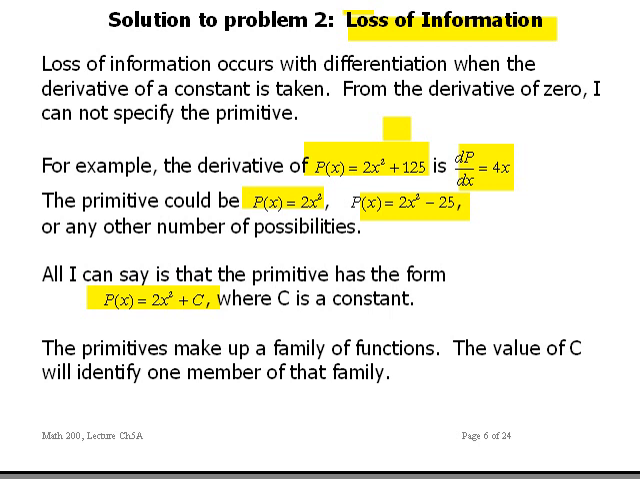We've had families of functions before too, like with orthogonal trajectories, or looking at a family of functions that were exponentials, or in this case, a parabola, all shifted by c. So we're used to that. But that's what the primitive is. All I can say is that the primitive has this form, 2x squared, which will give me the derivative 4x, plus c. And the c could be any constant. Its value could be 0, or it could be minus 25, 125. It doesn't matter. If you know the value of c, then you will identify one member out of that family.